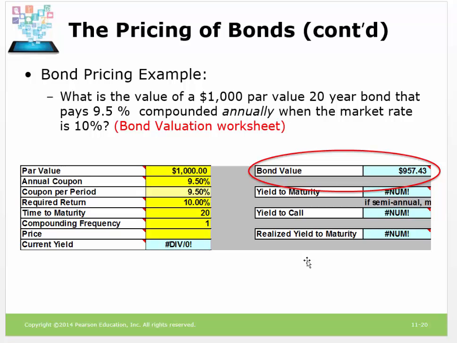So if we look at this bond valuation chapter, and again, there are videos that you can watch that illustrate how you calculate this, how you use the spreadsheet. But you input the data. There's $1,000 as the par value. You're told this is a 20-year bond, which goes under time to maturity. 9.5% is the coupon. That's what's paid out. And in this particular instance, this is paid annually, so this is a 1.